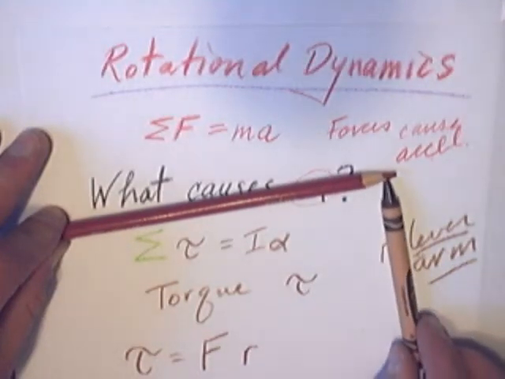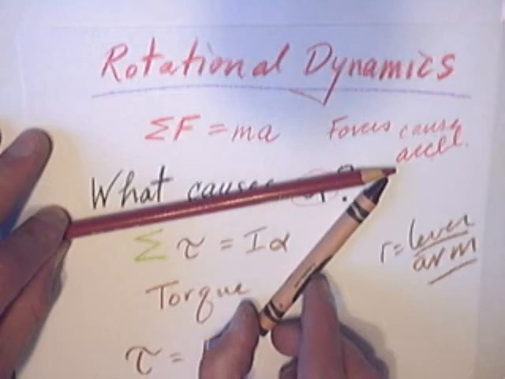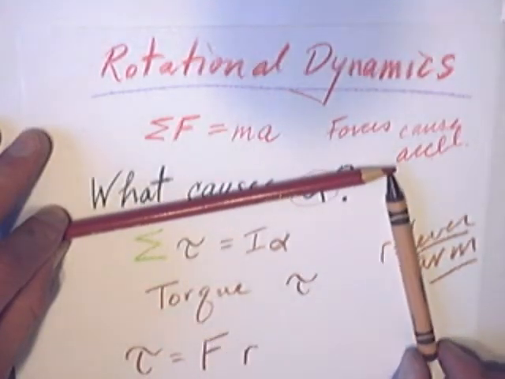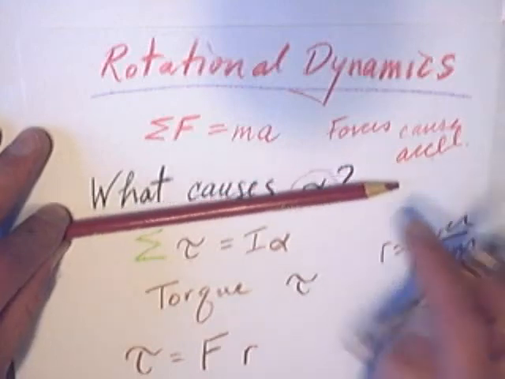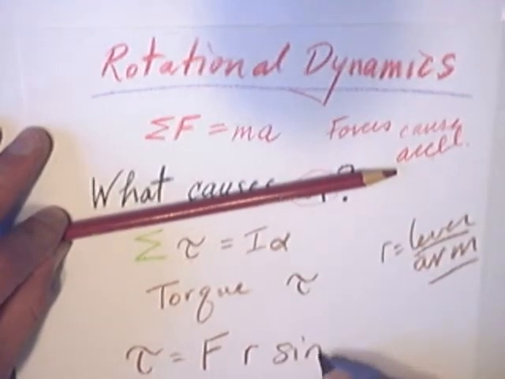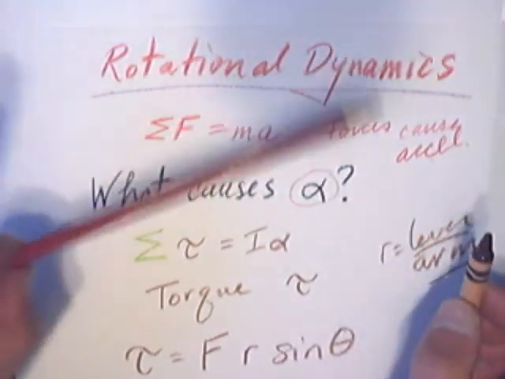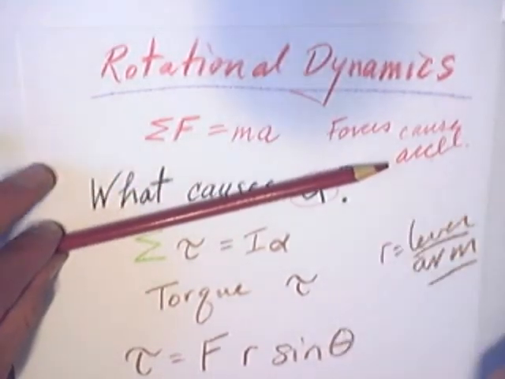Now here's the other thing. If I'm pushing this way, there's an angle between it. So if I'm pushing this way, I'm not going to get as much twisting force as I am if I push it at 90 degrees. So it becomes the sine of the angle between the lever arm and the force that I'm pushing.